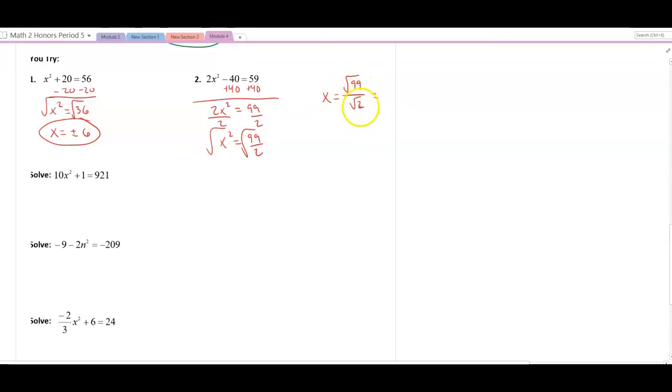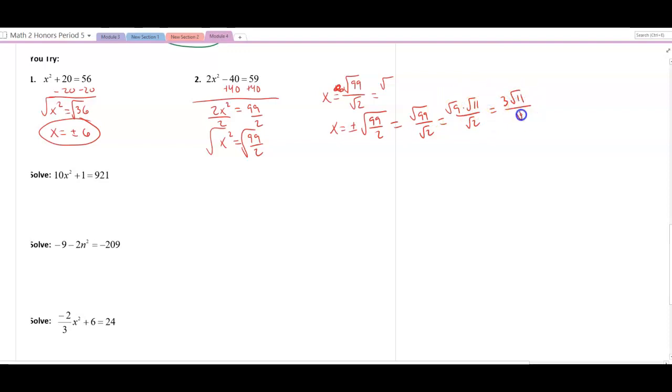Now here's what I would do for this one, right? Simplify this to plus or minus the square root of 99 over 2, which I would break up into the square root of 99 over the square root of 2, and that would give you root 9 times root 11 all over root 2.